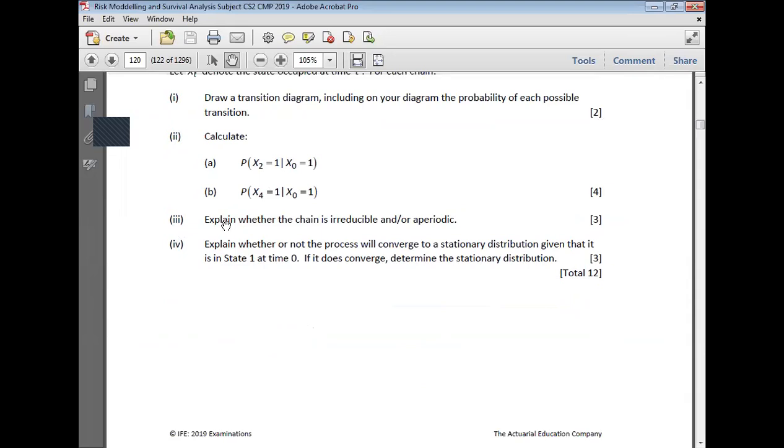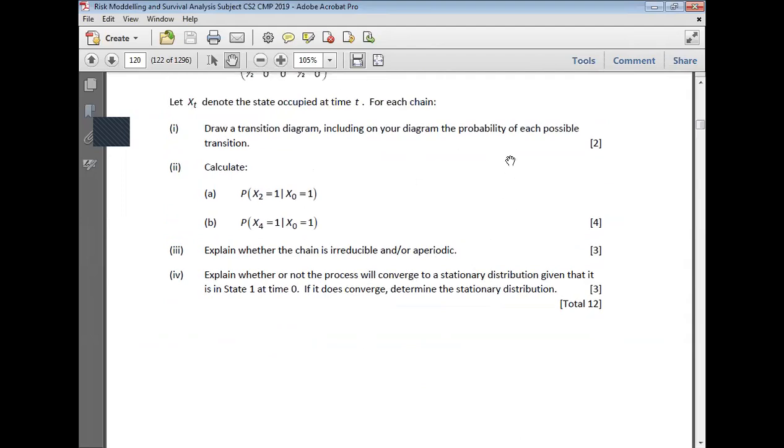Okay, now you have to explain whether the chain is irreducible and or aperiodic. So we could clearly see that we can move from any state to any other state in any number of time steps. So it is irreducible. But is the chain aperiodic? What do you guys think?